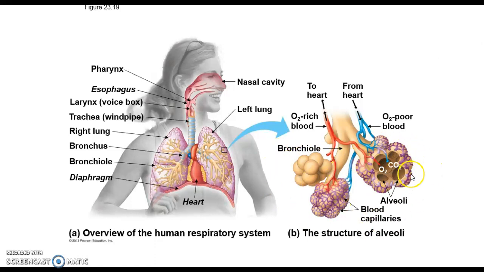And it's also the structure that can become permanently damaged when you're a smoker. Smoking damages these inner walls, so we have less surface area, so our bodies don't get as much oxygen, and they're not able to get rid of carbon dioxide as well.